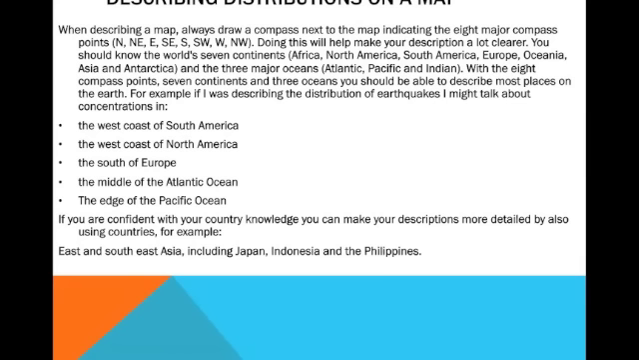If you are confident with your country knowledge, you can make your descriptions more detailed also by adding the actual country names. For instance, you can say East and Southeast Asia, including Japan, Indonesia, and the Philippines.